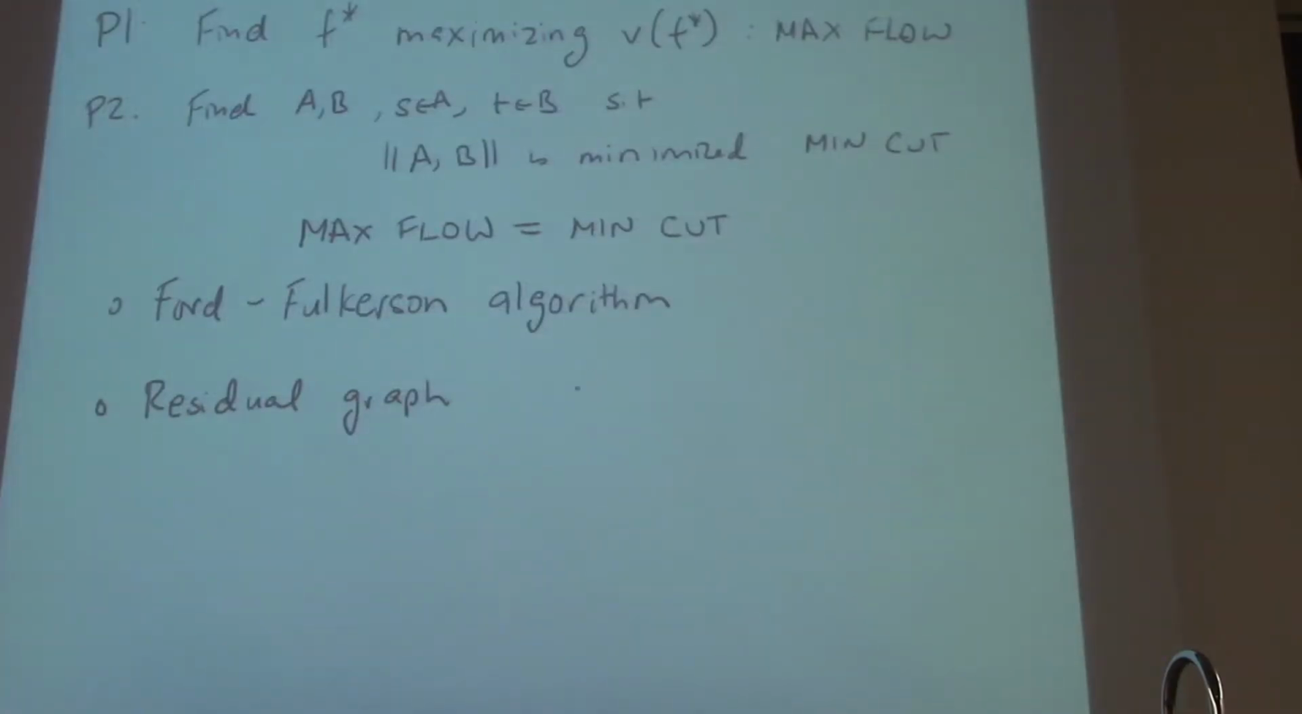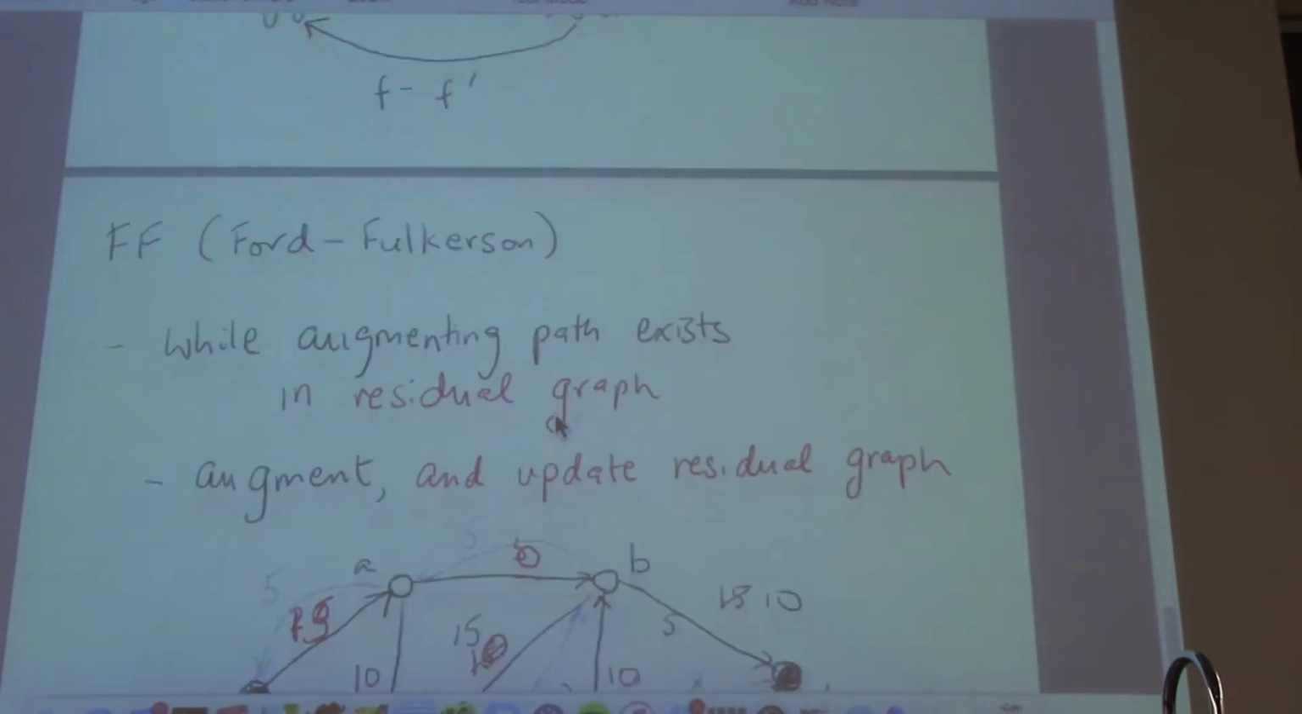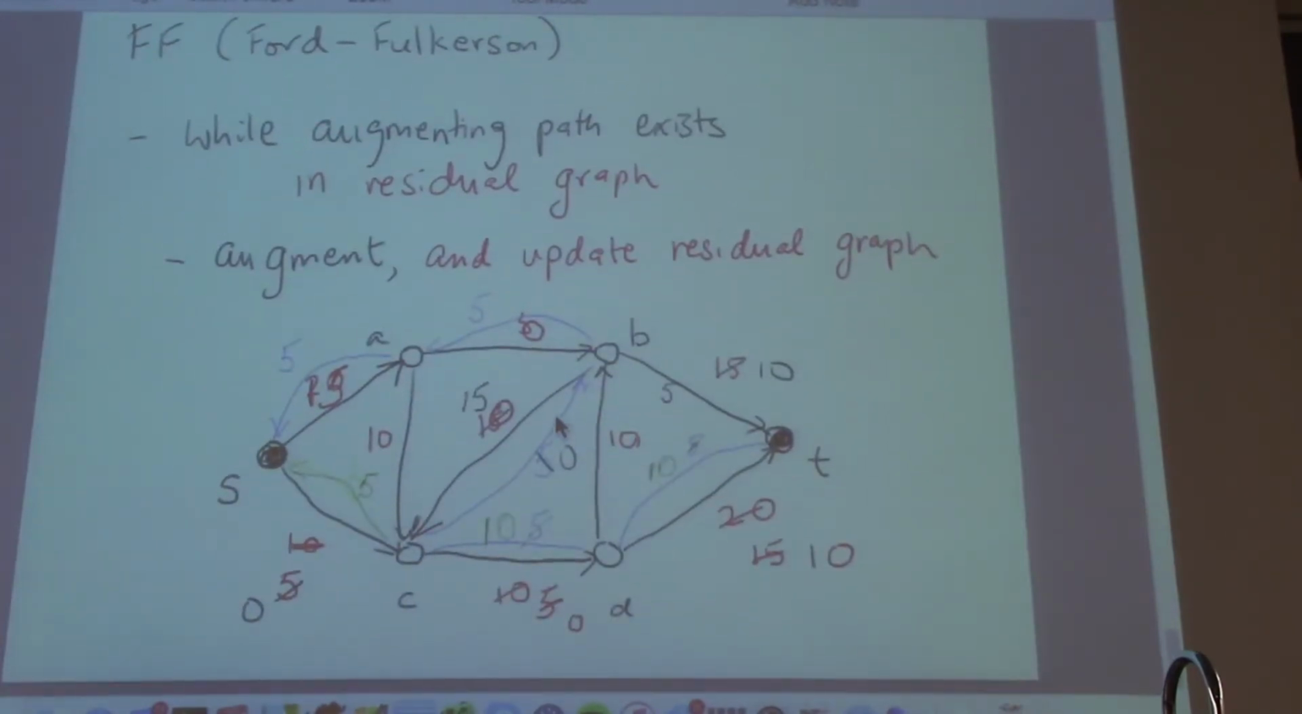Once we decided on the residual graph, we described the Ford-Fulkerson algorithm that basically said: while an augmenting path exists in the residual graph, augment and update the residual graph. We walked through one example where we showed that we in fact can, in some sense, change our mind if we have a bad path and fix it next. At some point this algorithm will stop, and it'll give you a flow value. And the question really is, is this a max flow?